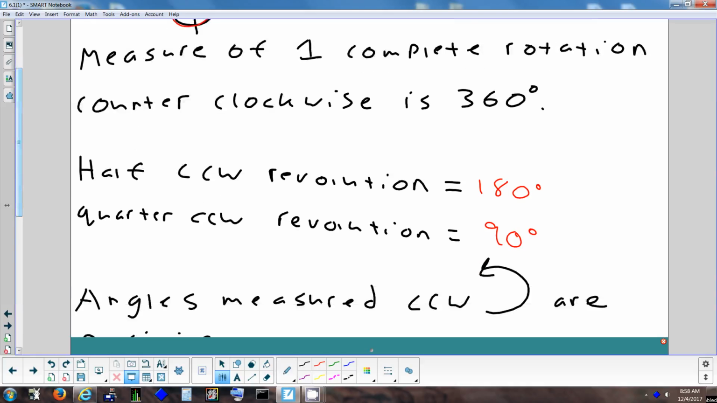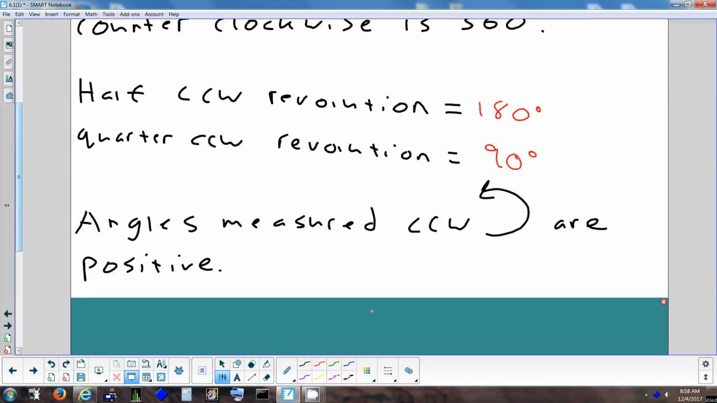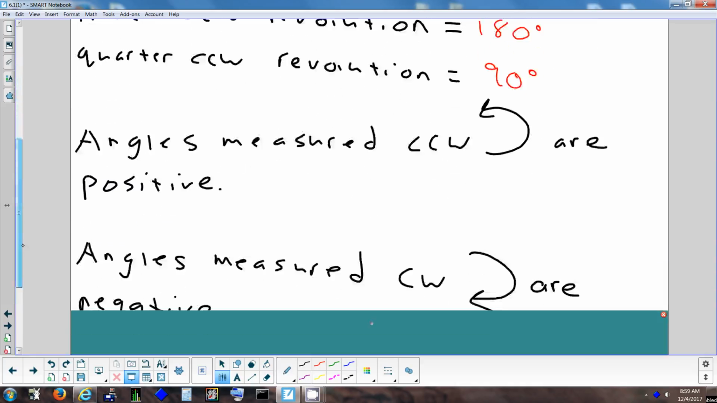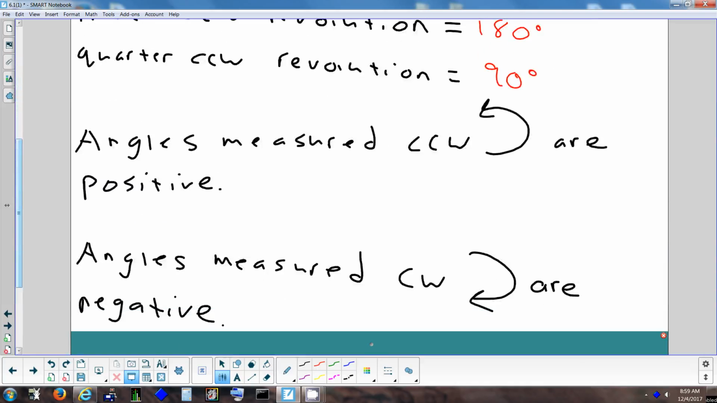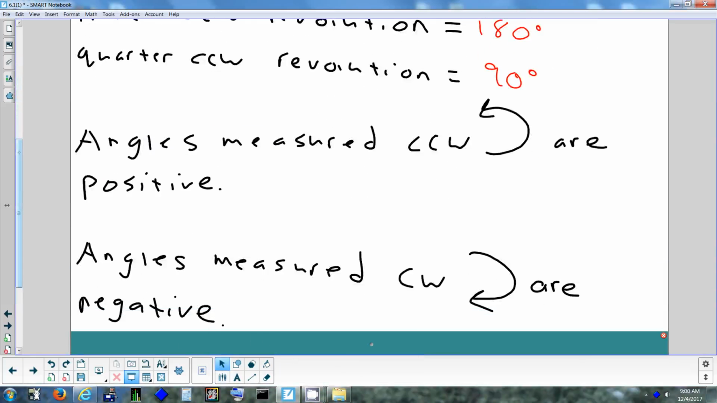As I mentioned before, angles that are measured counterclockwise are positive. Angles that are measured the other way, if you go clockwise, are negative. I have a little program where I can draw angles in standard position and show you what that would look like. Let's take a look at sketching some angles in standard position.